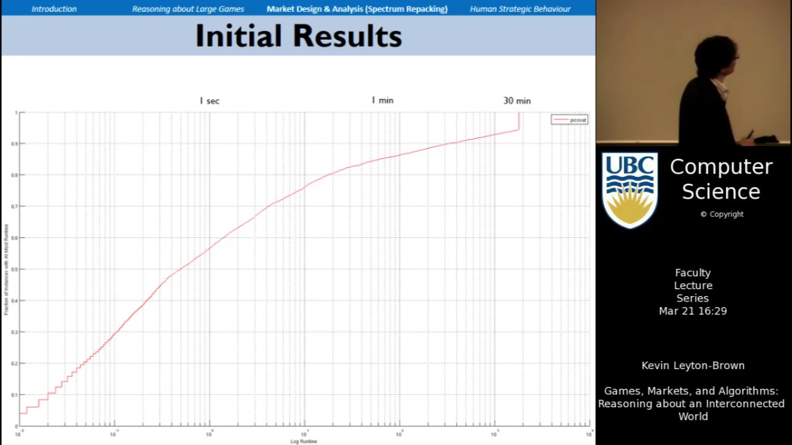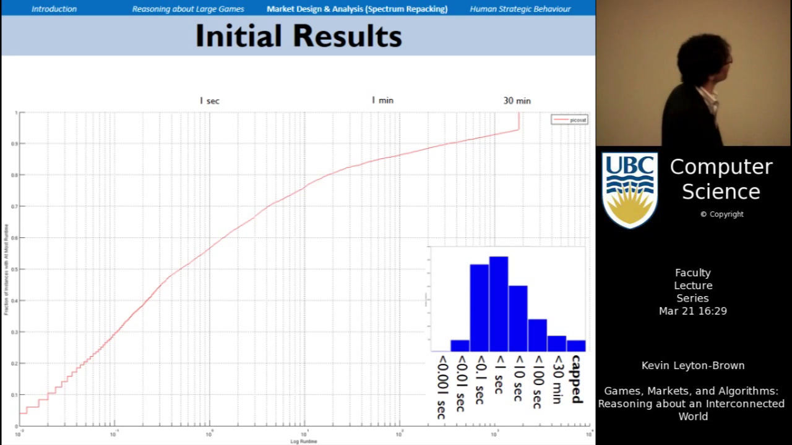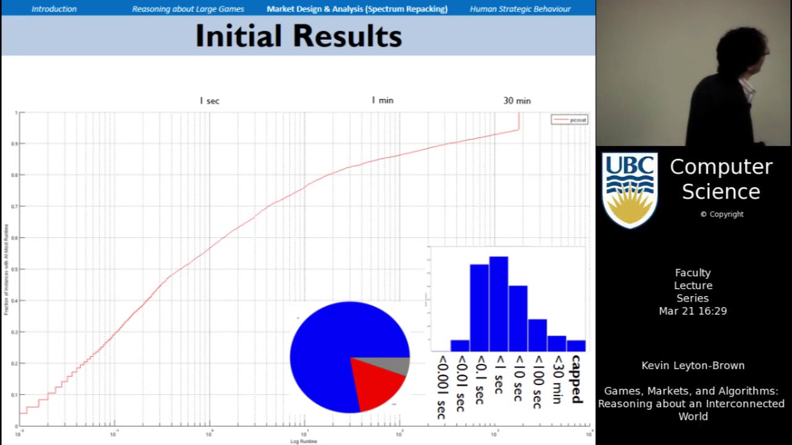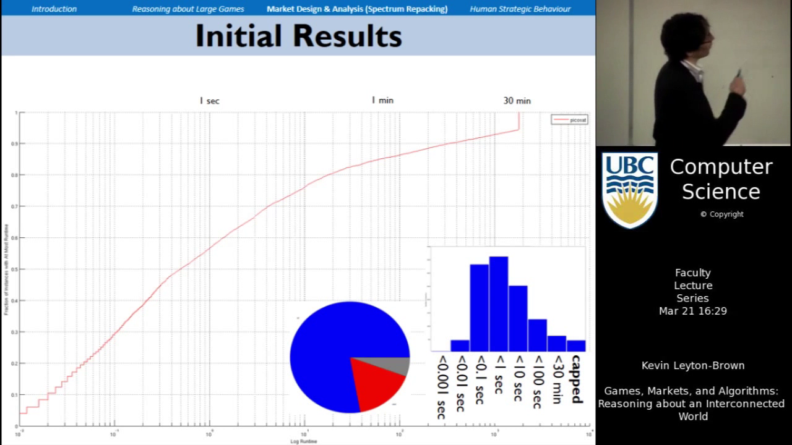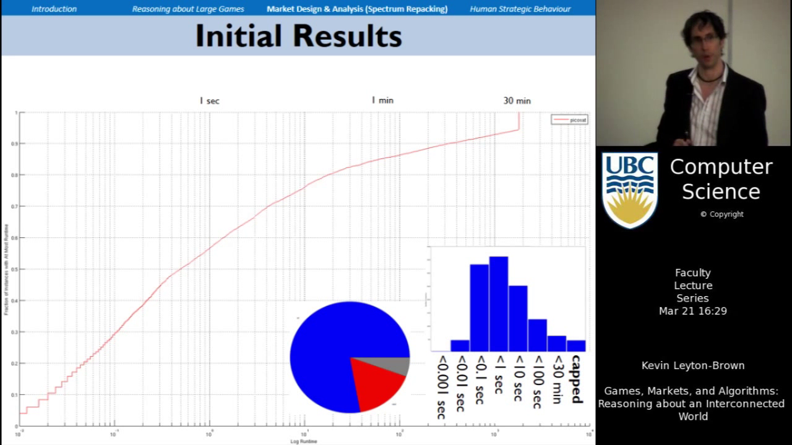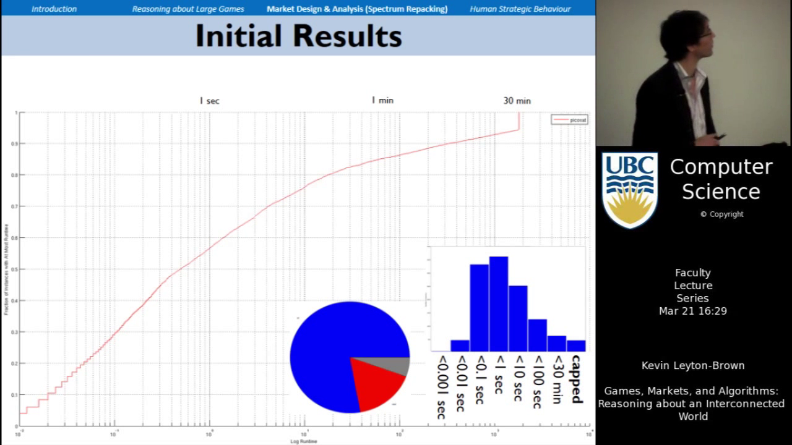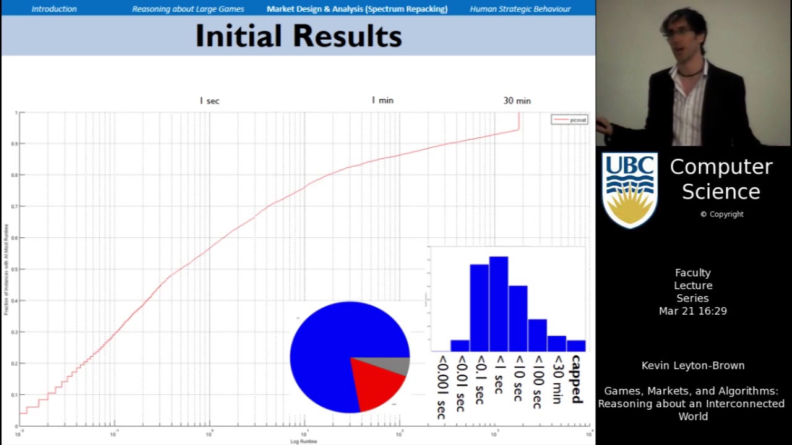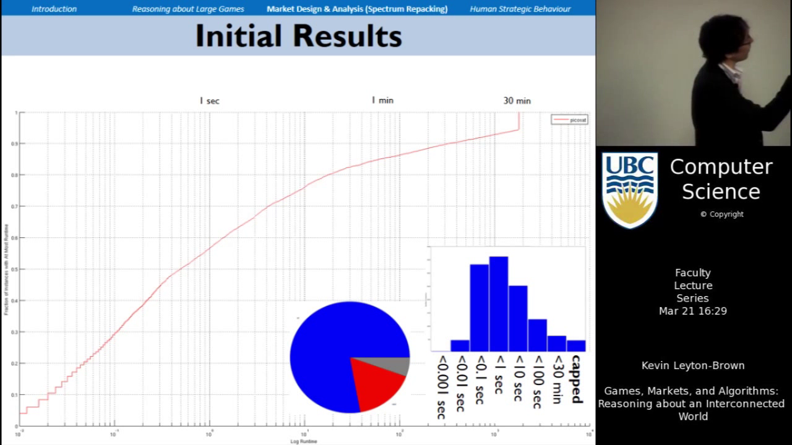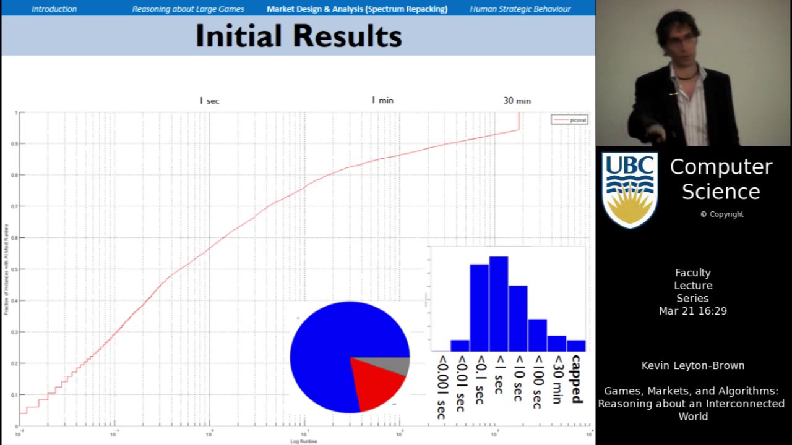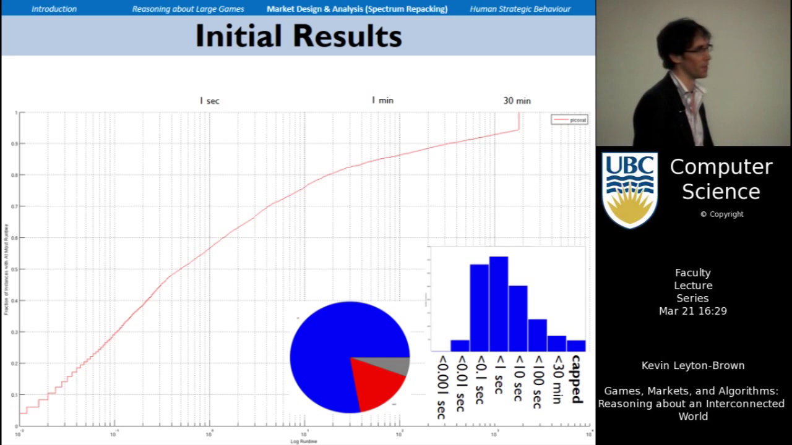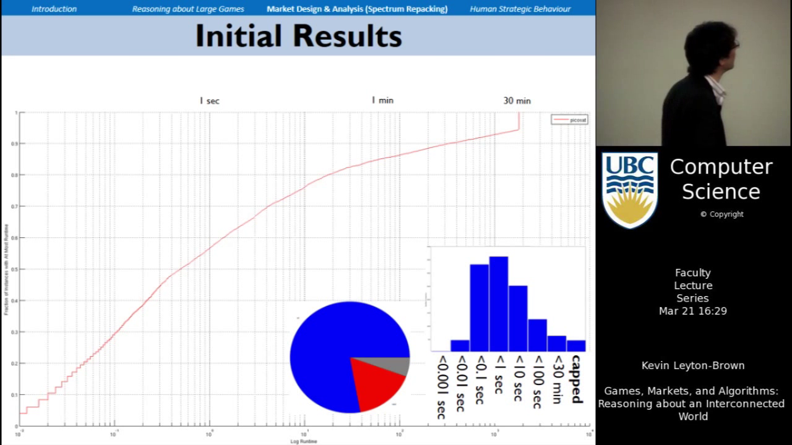Here's some different ways of slicing the numbers. So here's this as a histogram if you don't like CDFs, which you should. And here's showing you what we actually found. So blue says, yes, it was possible to repack. Red says, no, it wasn't possible. And gray says, we ran out of time and we had to give up. And that's essentially where we're leaving money on the table, because that might have been blue. So the FCC is basically interested in us getting rid of the gray.